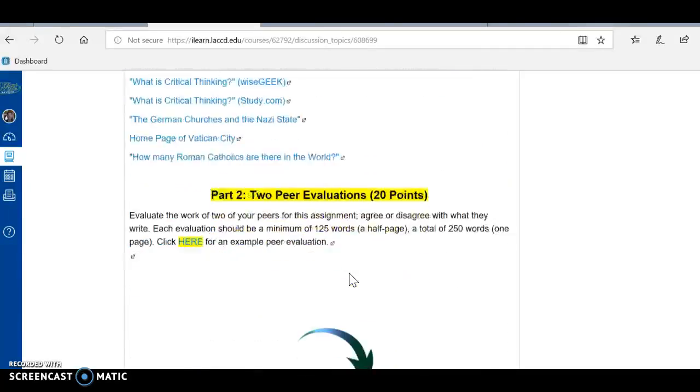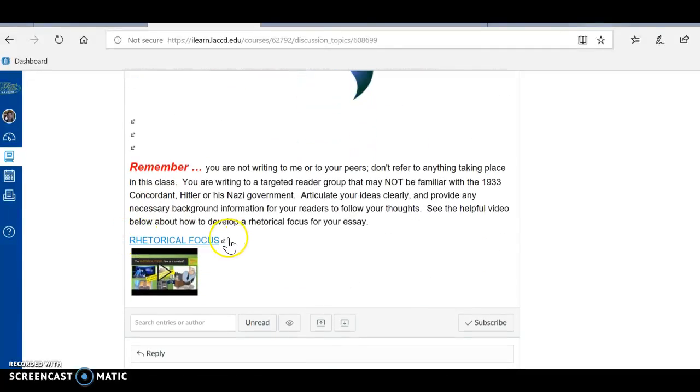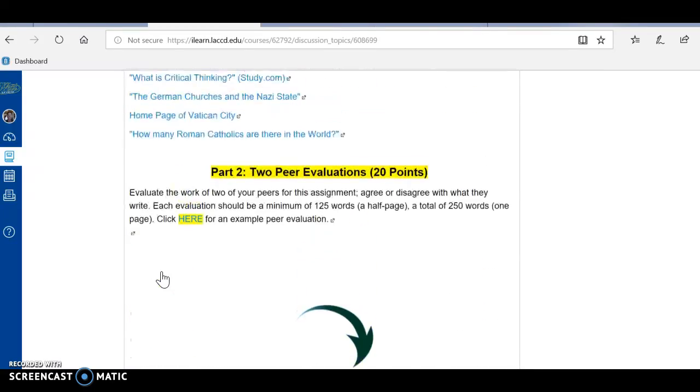You are writing an essay with a rhetorical focus, okay? So in this class, remember, particularly for this essay, you are not writing to me or to your peers. Don't refer to anything taking place in this class. You are writing to a targeted reader group that may not be familiar with the 1933 Concordat, Hitler, or his Nazi government. Articulate your ideas clearly and provide any necessary background information for your readers to follow your thoughts. And you can see this helpful video below about how to develop a rhetorical focus for your essay. And a rhetorical focus has a thesis, a targeted reader group, and a persuasive purpose. So click on this video and view it if you're unfamiliar with a rhetorical focus.